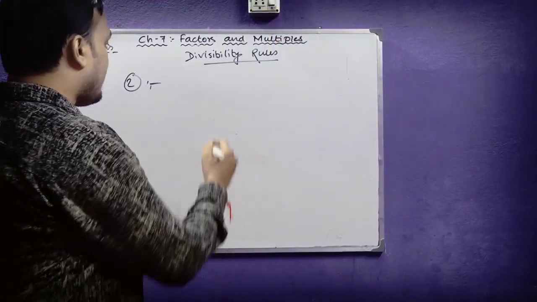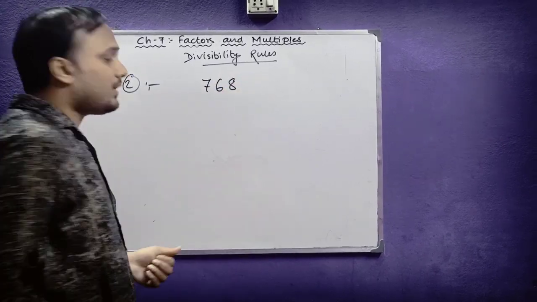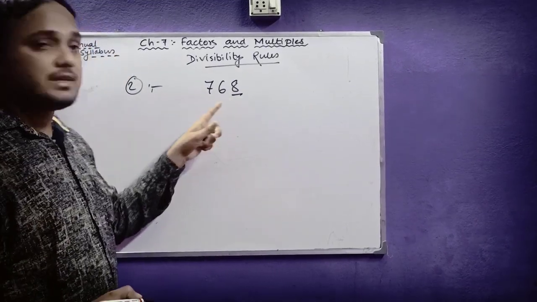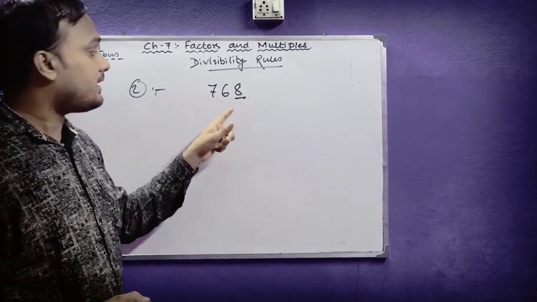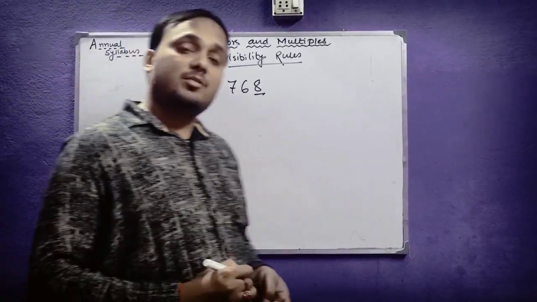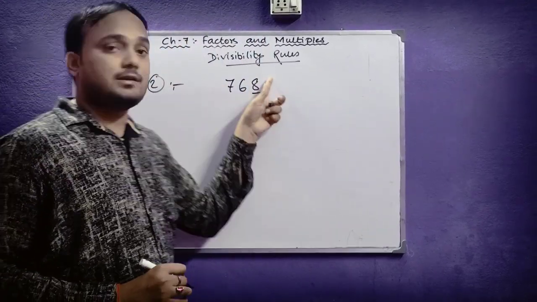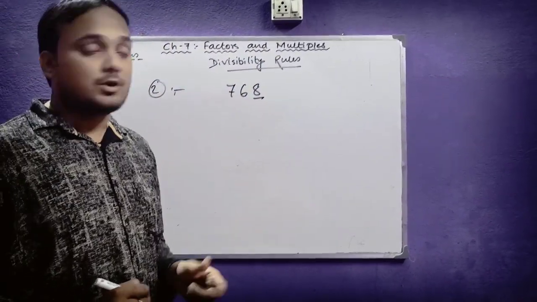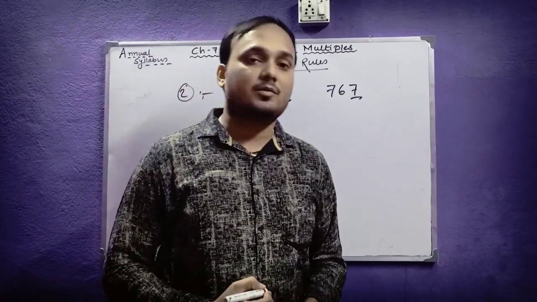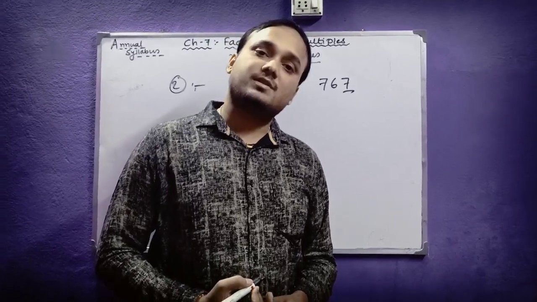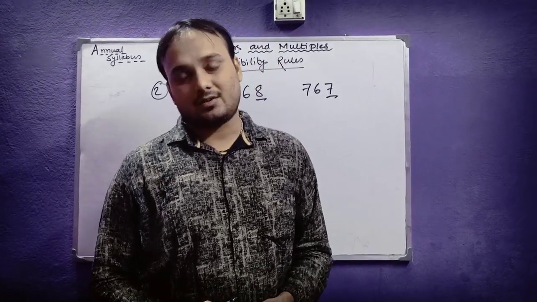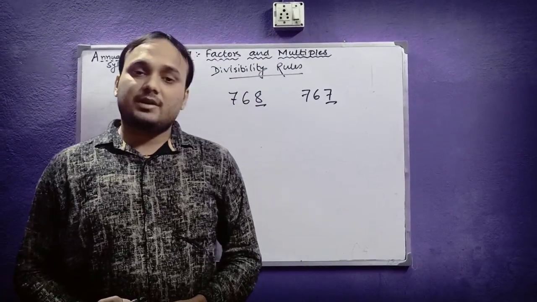Suppose I give you a number 768. What is the digit at the units place or ones place? The digit is 8, and 8 is an even number. So if the digit at the ones place, that is the last digit, is an even number, then the complete number 768 is divisible by 2. But if I say 767, the last digit is not an even number, it's an odd number, so it will not be divisible by 2. So a number is divisible by 2 if its ones digit is an even number, that is 0, 2, 4, 6 or 8.